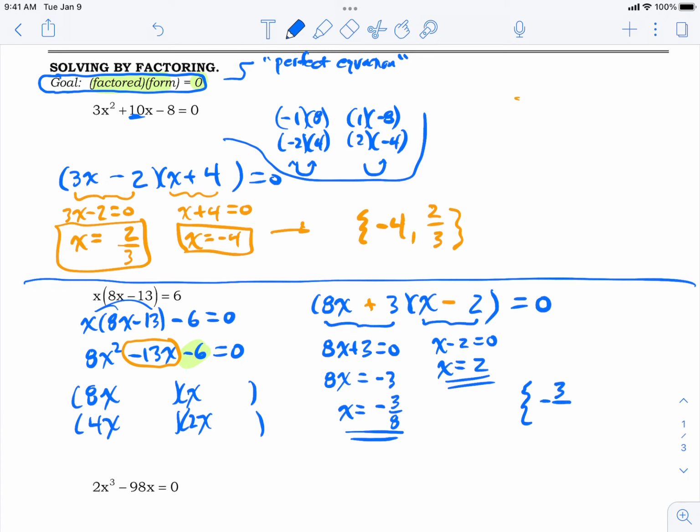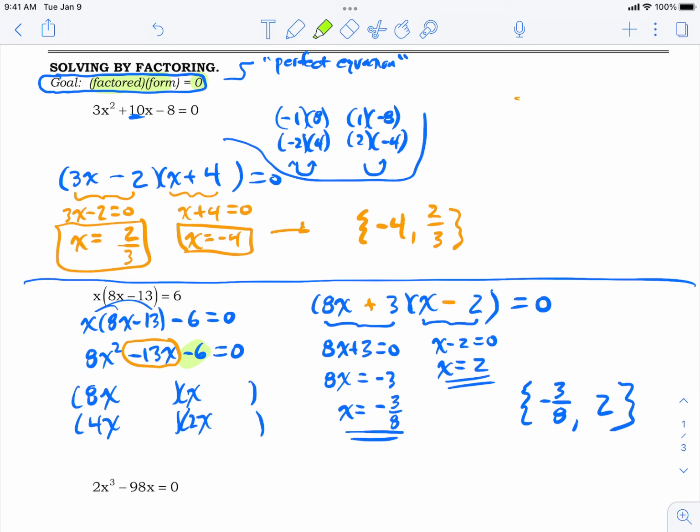If you like set form, you can do set form. Usually in set form, you put them in order, from smallest to biggest. So I put the negative 3/8 first because that's smaller than 2. So there's my set notation version of the answer.